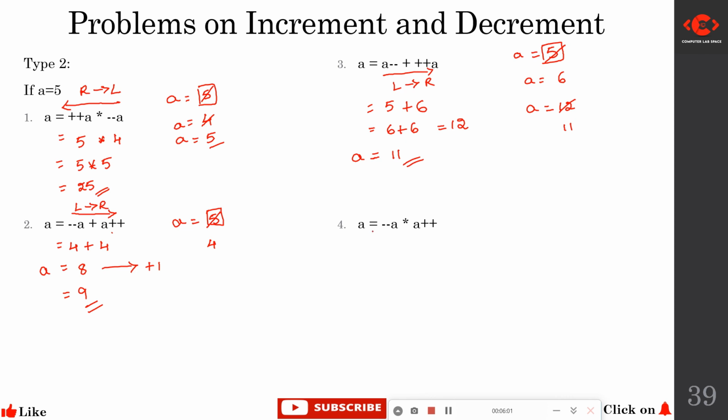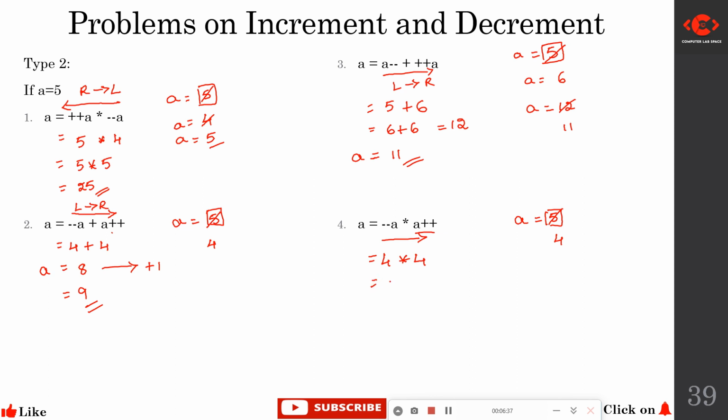I hope it's clear. Now a is equal to minus a into a plus plus. So a plus plus, again it is a post increment, and we are going to solve it from left to right. Then a is equal to 5 minus a, we are going to decrease the value by 1, so it becomes 4 into, it is post increment, so no change in the value we are going to do, so 4 into 4.